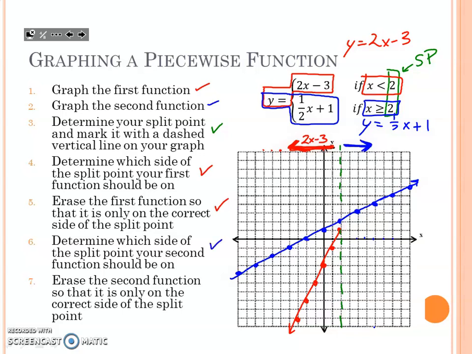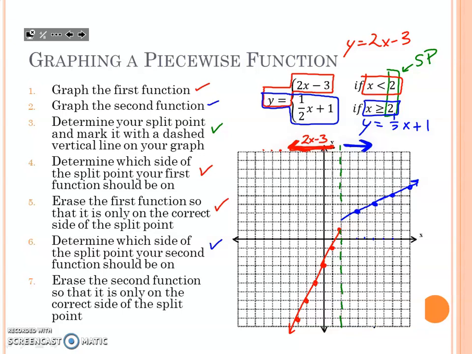Then it says erase the second function so that it is only on the correct side. So I need to erase my blue so that I only see blue on the right side. So I'm going to erase this big old long thing here. Okay? And now you guys have done your piecewise function.